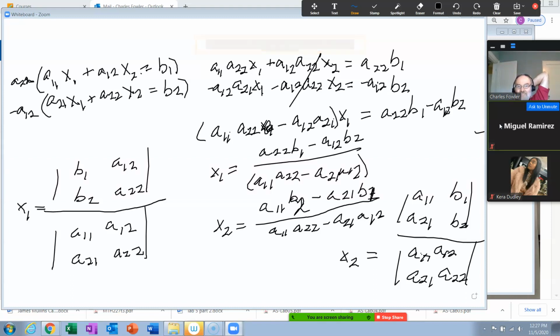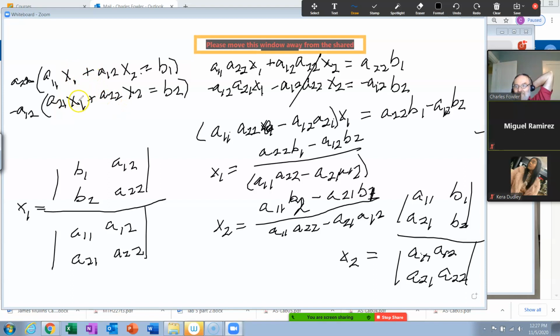Your denominator is the determinant of your coefficient matrix. That's it, every time. Your numerator, if you're doing x1, replace the coefficients for x1 with your constants, b1, b2, but keep these coefficients there, and there you have that determinant. If you're solving for x2, keep the coefficients for x1, a11, a21. I got it right. Keep that one, but then put your b1, b2 in for the coefficients of this term, and the denominator is the same. That's Cramer's rule.